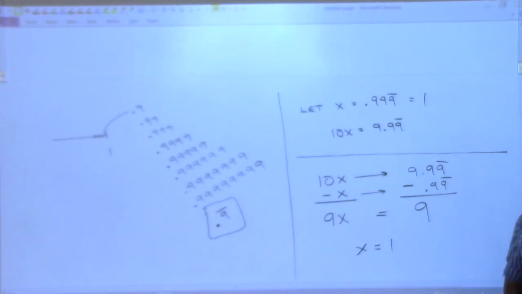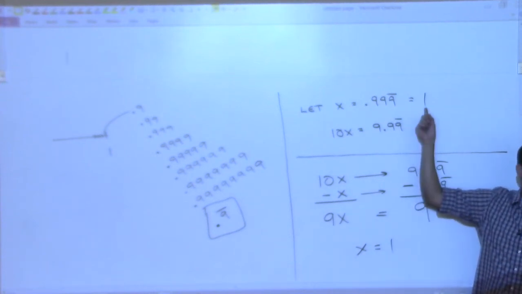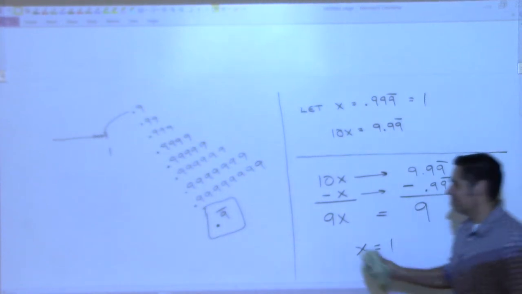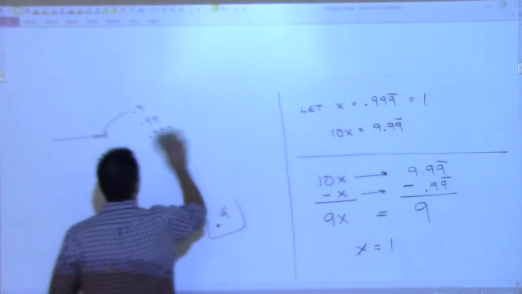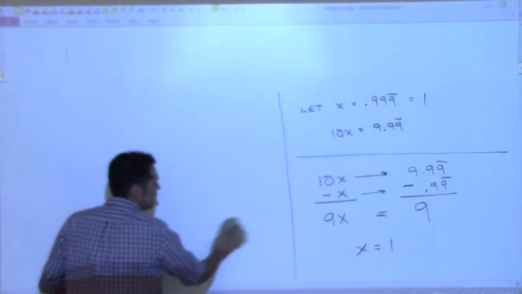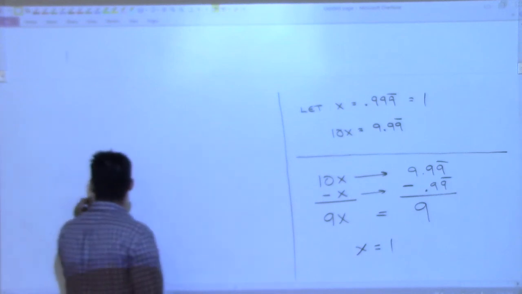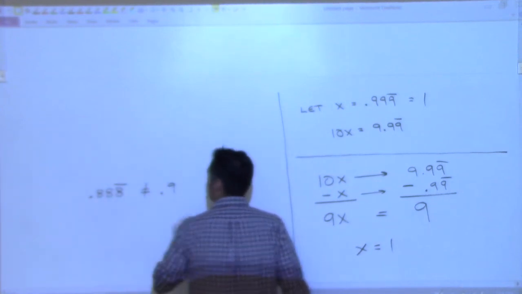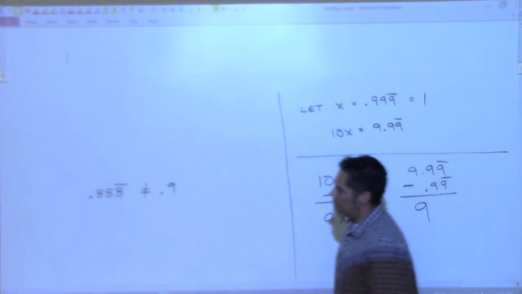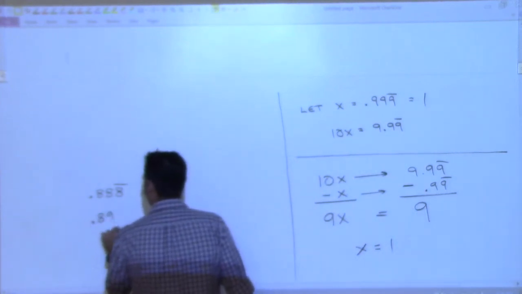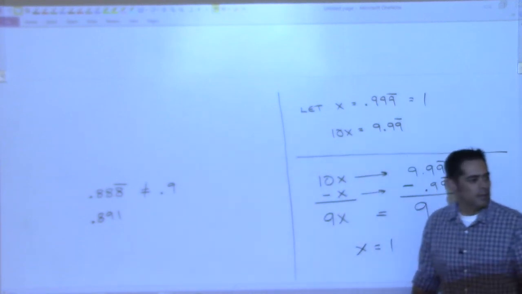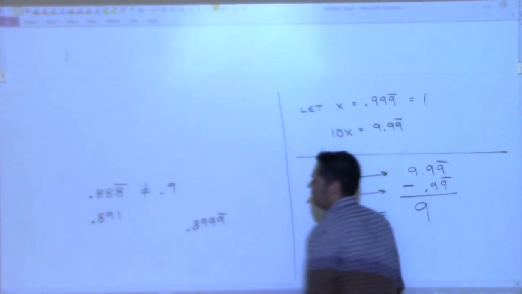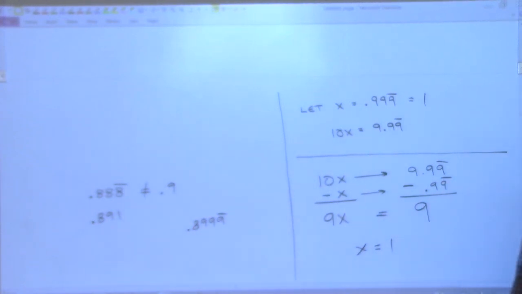There is no number between these. They are the same number. So is 0.8 repeating 0.9? No, 0.8 repeating would not be 0.9 because I could get closer. 0.891 would be closer than that, right? But how about 0.8999 repeating? Yeah, that right there would be 0.9.